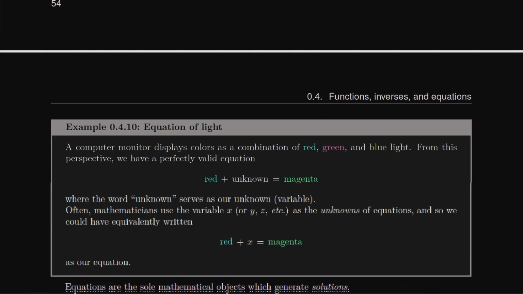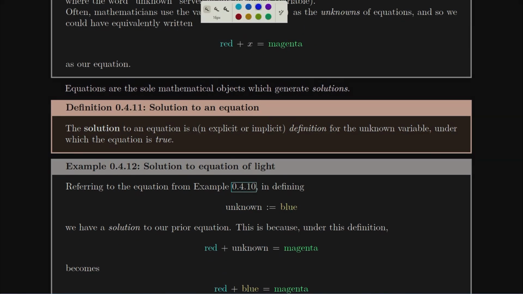Now, the solution to an equation is going to be a specific definition of that unknown variable under which that equality is actually true. So if I had something like my x squared minus 4 equals 17, and I said something like x was equal to plus or minus root 21, that's really a definition here at the end.